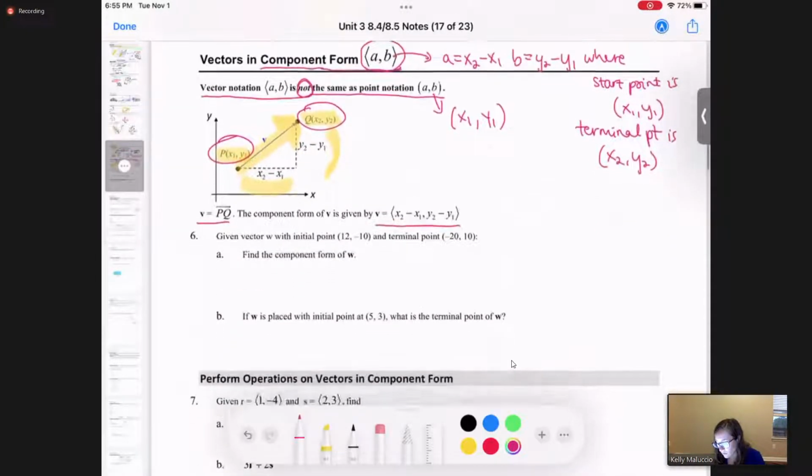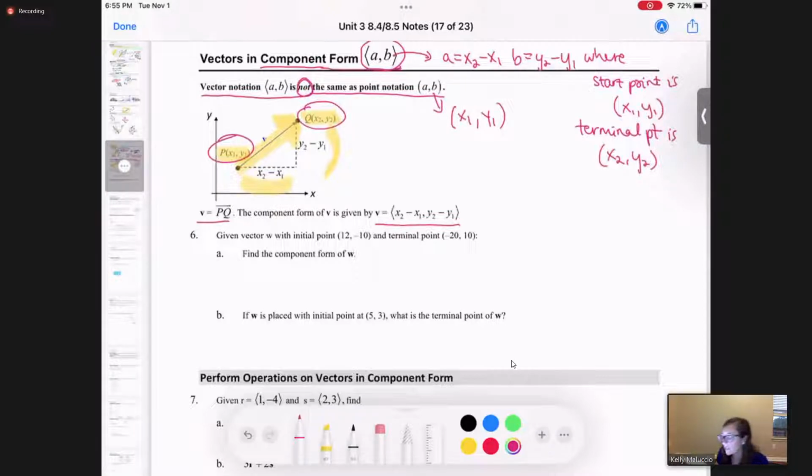So number 6 says, given this vector W with initial point 12, -10, and terminal point -20, 10, find the component form. Okay, so we can label these x1, y1, x2, y2, and then we can find it. And here, order totally matters, because we have a start and an end point. This is the arrow, the direction, and it matters.